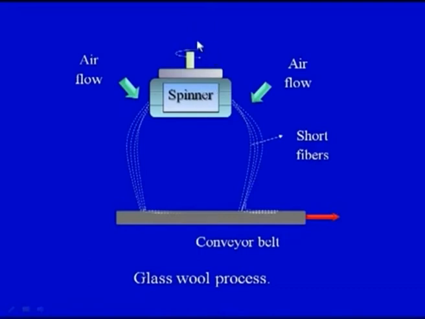When the spinner is rotating at a very high speed, it has a large number of holes present and the molten glass is inside. I think I have earlier mentioned molten metal. It is not molten metal, it is molten glass, because we are discussing processing of glass. So the molten glass is present inside the rotating head.